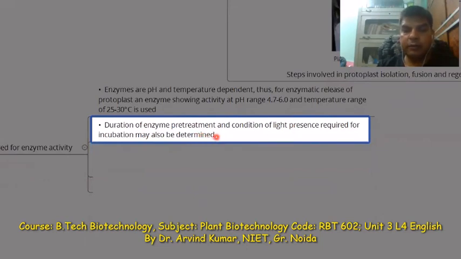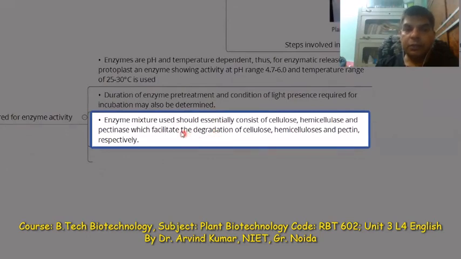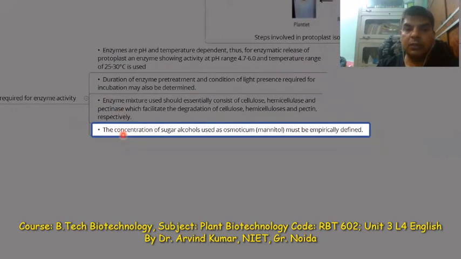So, it is again a matter of research to see whether the pre-incubation period and other things, like light and dark period, are necessary for enzymatic treatment to isolate the protoplast. Enzymatic mixtures used should essentially consist of cellulase, hemicellulase, and pectinase enzymes, which facilitate the degradation of cellulose, hemicellulose, and pectin respectively. These are the major components of the cell wall.